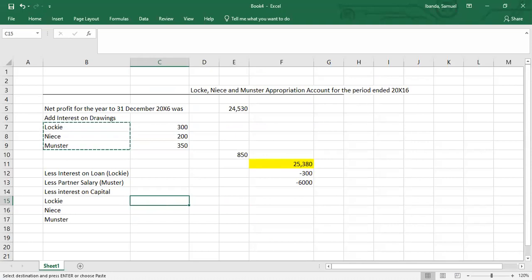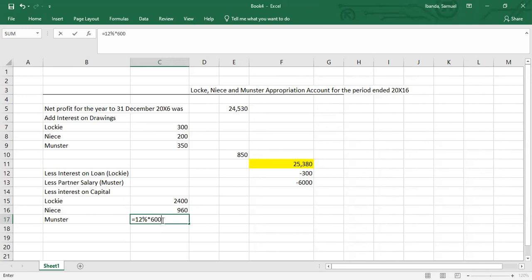So I'll start from here. When it comes to Loki, as we have seen, Loki has 20,000 capital, so that would mean 12% times 20,000, which is 2,400. And NIS had 8,000, which is 12% times 8,000, which gives me 960. And Monster had 6,000, which is 12% times 6,000. You can include this within your working, or you can just include it right here.